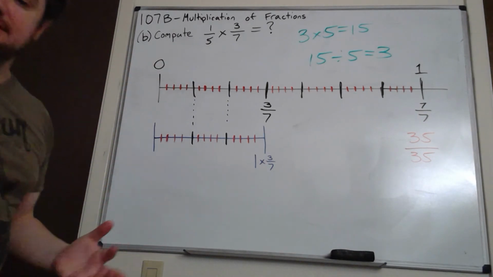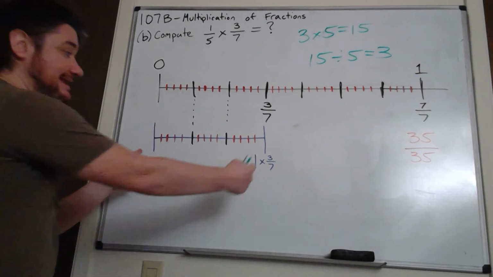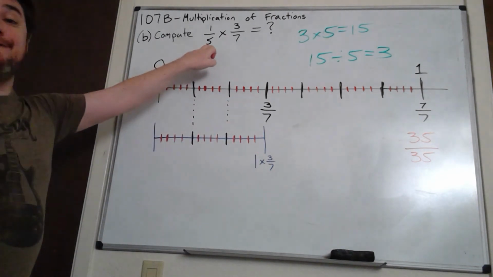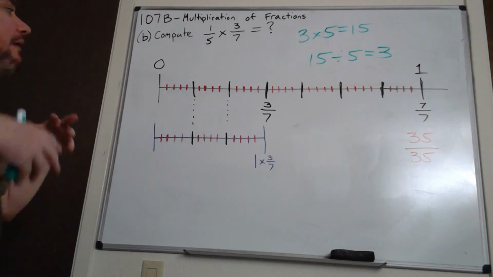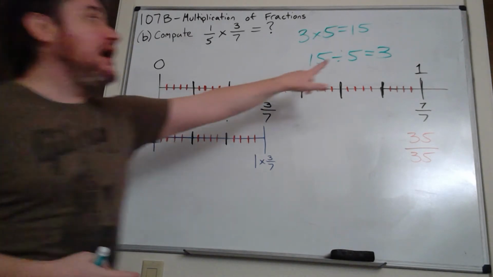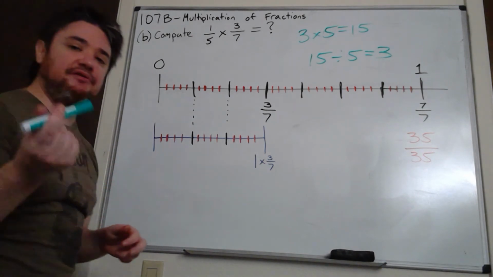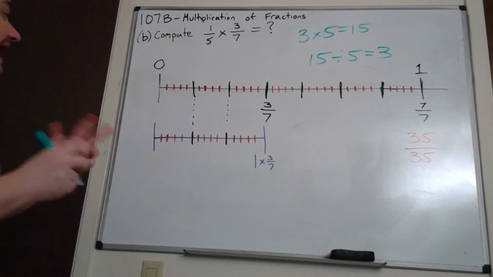The thing is, though, let's not forget what we were trying to do. We were trying to take this whole jump of 3/7 and split it into 5 equal pieces. I see 15 little pieces, so I want to make 5 groups of 3, and I want to make that obvious. So I'm going to use another color, overlap these, make some of them larger, and there we go.